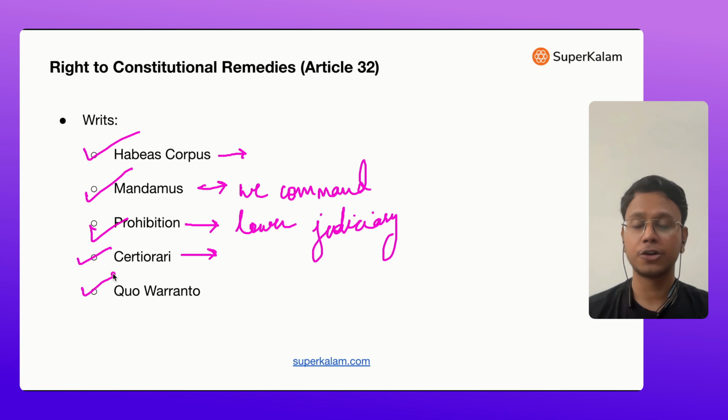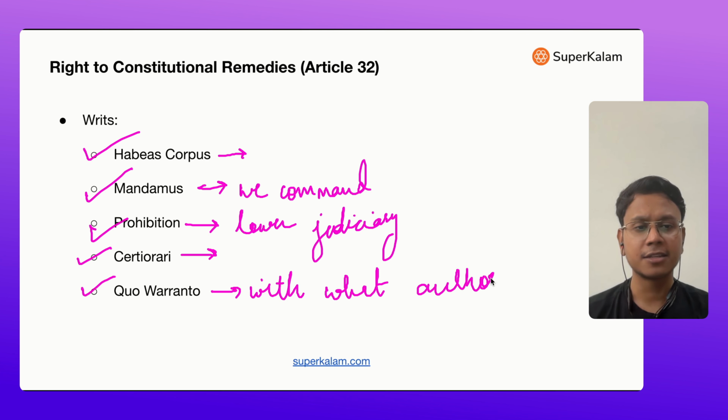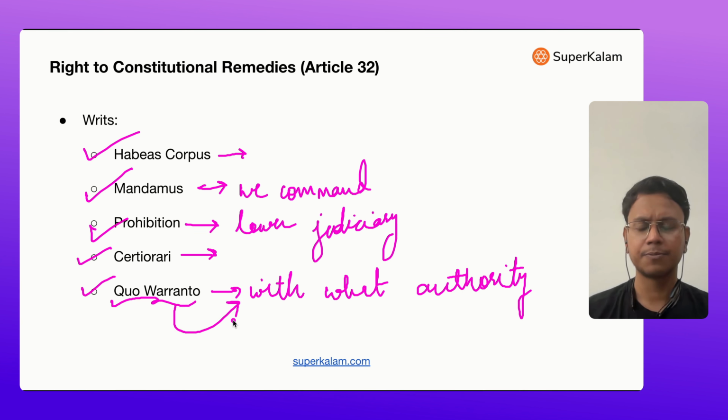Then next is quo warranto. Quo warranto means with what authority? So if any official or any person in an illegal way assumes any office, then the Supreme Court can issue this writ of quo warranto and ask with what authority are you holding that office? You should remove yourself from that office. That is basically the quo warranto.